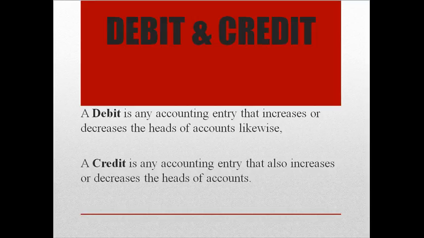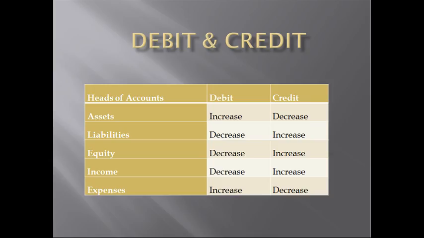Now let's move onwards to the concept of debit and credit. Well, the essence of accounting is the debit and credit entries. This is also known as the double entry system. The whole concept of accounting revolves around debit and credit. A debit is an accounting entry that increases or decreases the heads of accounts. Likewise, a credit is an accounting entry that also increases or decreases the heads of accounts. To clarify these concepts, let's understand it through a table.